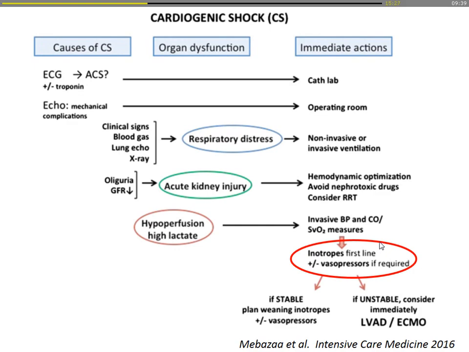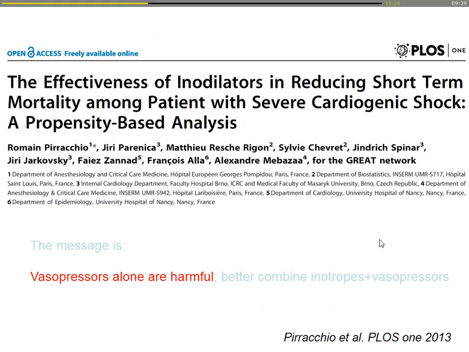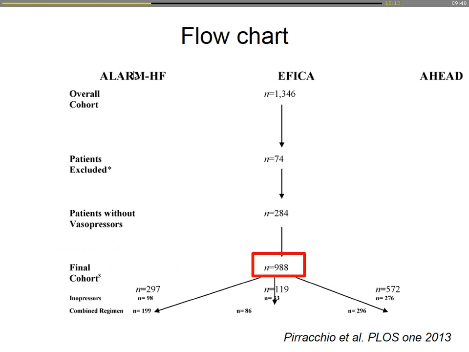Why did we say this? Inotrope first, and then vasopressors. This came from a paper that we published a few years ago with Romain Piracchio. We collected 3 large databases of cardiogenic shock. Those are ALARM, EFICA, and AHEAD, cardiogenic shock patients hospitalized in ICU in the Czech Republic, in France, and in our cohort, ALARM, 9 countries.